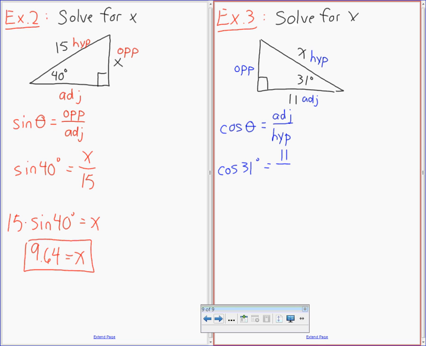Cos of 31 equals 11 over x. Now, I intentionally was mean on this question, because I'm mean like that. Luke, it's up to you to solve for x. I don't like that divided by x. How do I get rid of that divided by x? Okay, wonderful. Hopefully he said multiply by x. So it's going to be x times cos 31 degrees is equal to 11. So x equals 11 divided by cos 31.